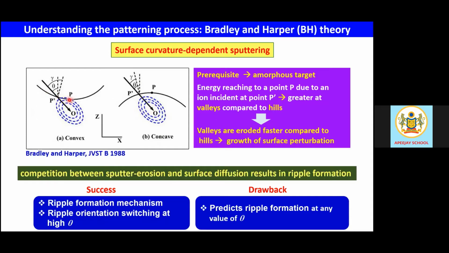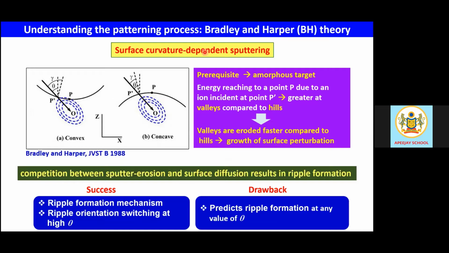So in valleys, more ion energy is getting deposited, and that's the reason, physically, it will give rise to physical erosion of many more atoms from the surface compared to the trough. That is, near the peak, if we assume some sinusoidal kind of surface, the energy deposition is much less. So that's why valleys are eroded faster compared to the hills.